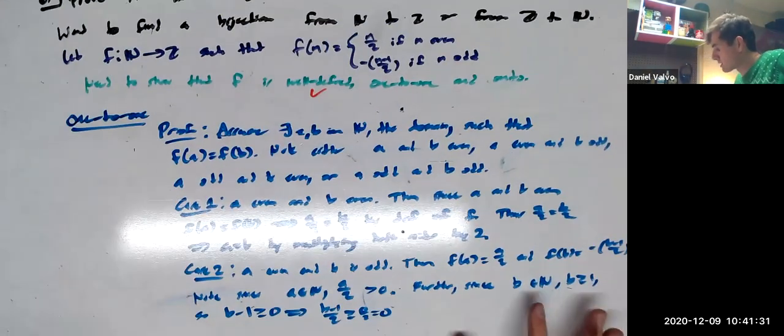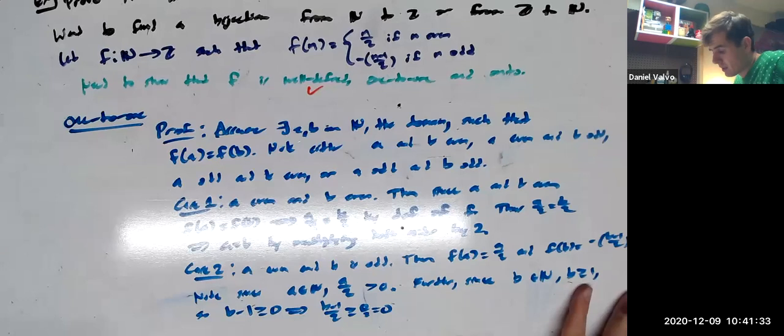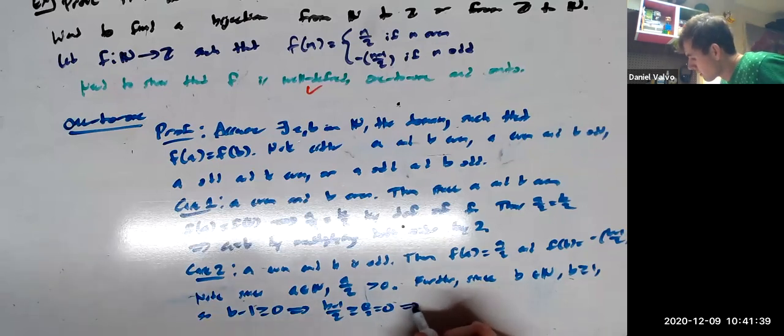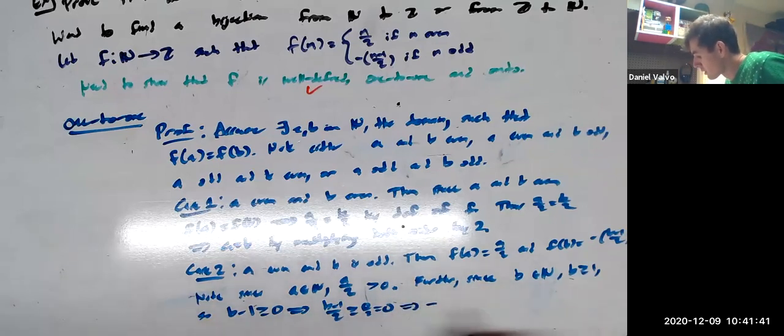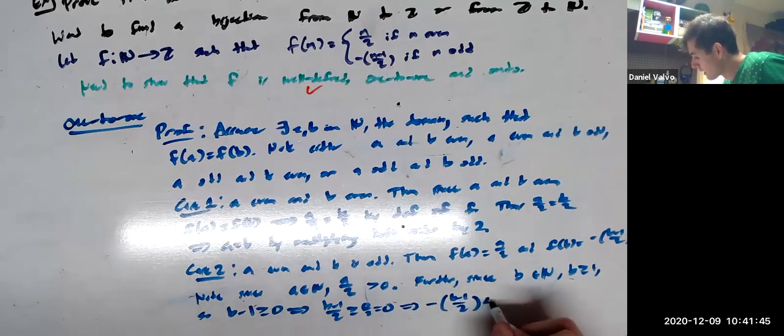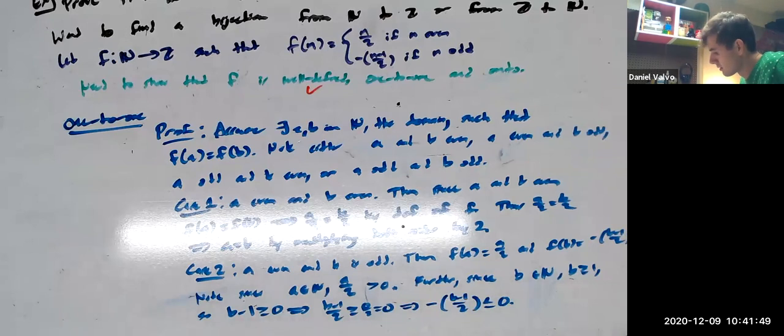So since B is in N, that means B is greater than or equal to 1. So B minus 1 is greater than or equal to 0 by subtracting 1 from both sides. So B minus 1 over 2 is greater than or equal to 0 over 2, which implies that negative B minus 1 over 2, to flip the sign, will be less than or equal to 0.